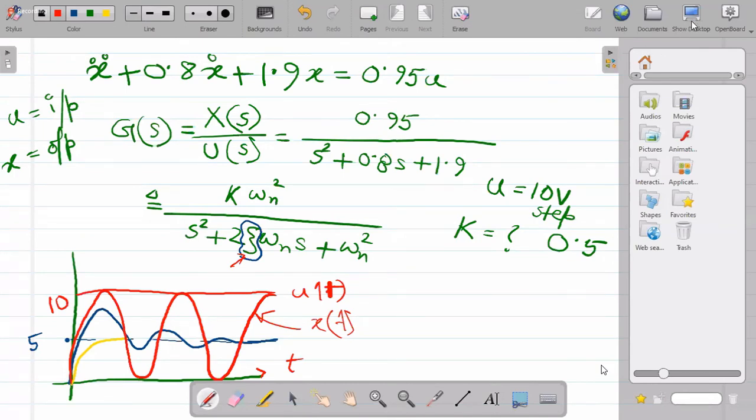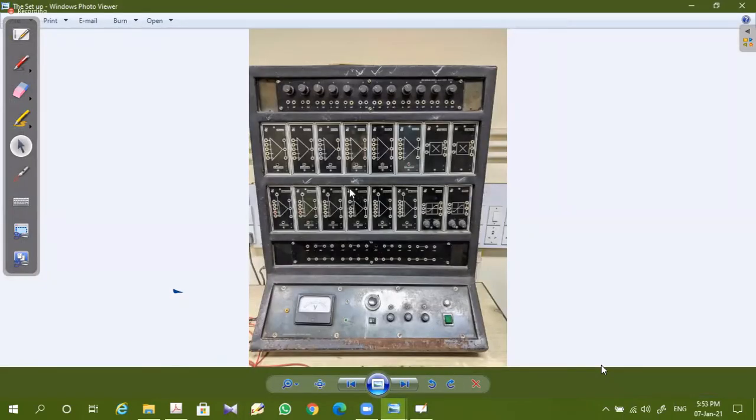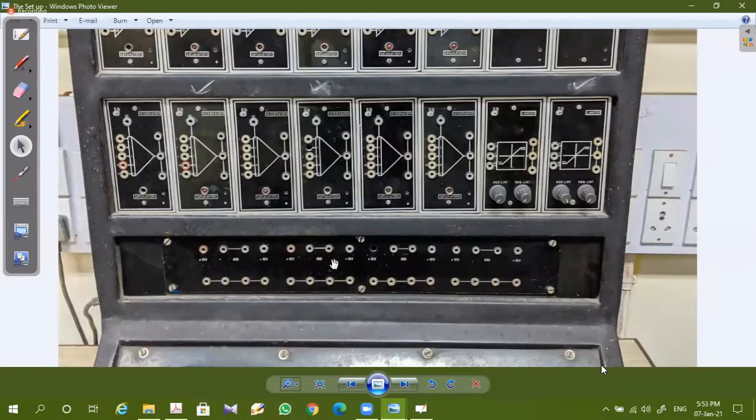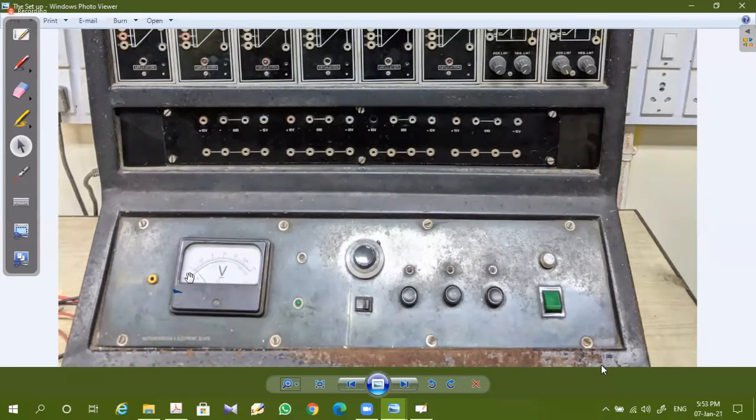I'll just show you the experimental setup so that you can get an idea. In the experimental setup, this analog meter is there. If you put the input over here, this needle will move like this, indicating the oscillations in the values. From that, you can have an idea about how the output is actually changing with respect to time. Okay.